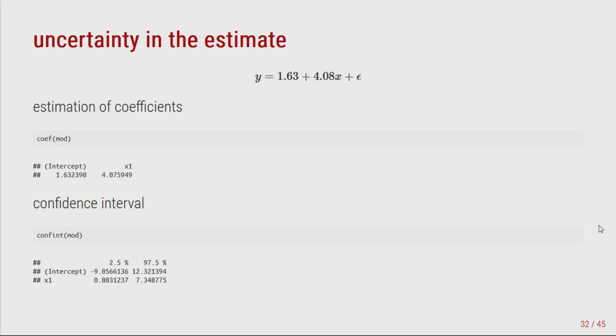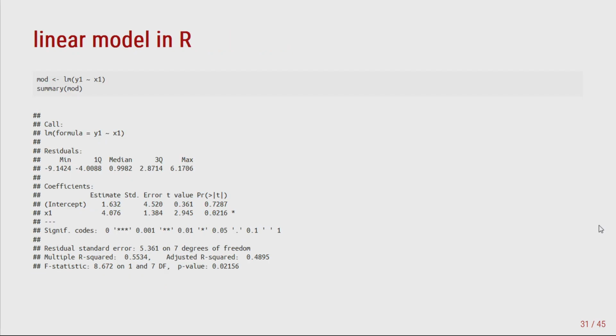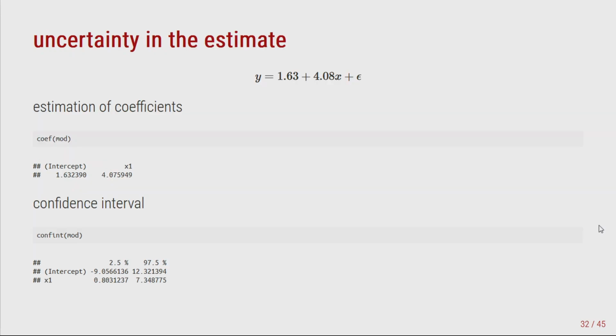So we have all this summary here, but we can extract particular parts of our linear model using other functions. So we wanted to find the intercept and the slope of our model, the A and B. Here in statistics, we always use alpha and beta for those parameters. So the intercept here is 1.63. This is what we found out. And the slope is 4.08. And plus our error structure.